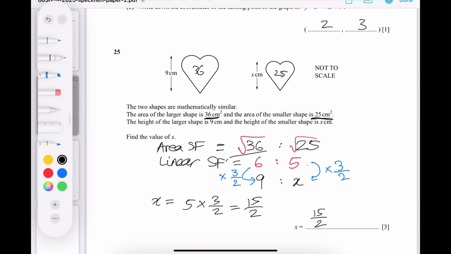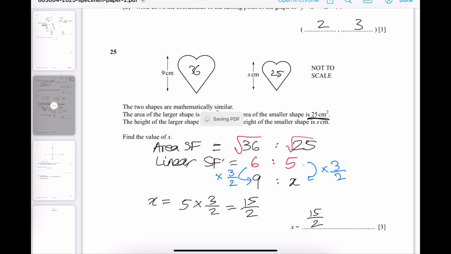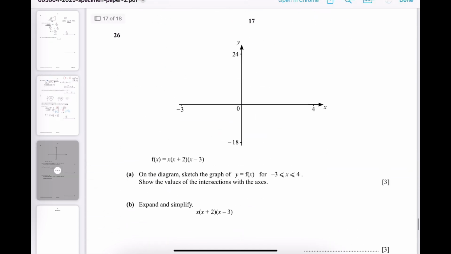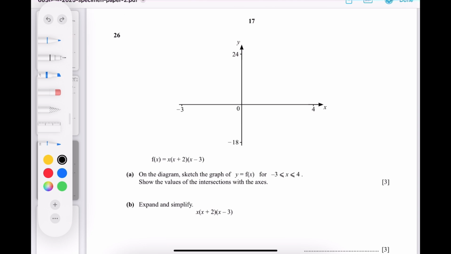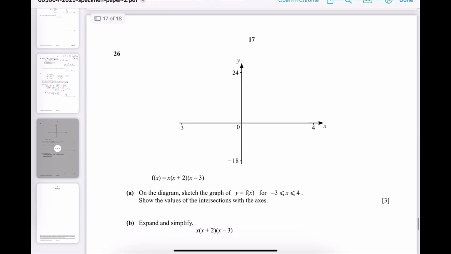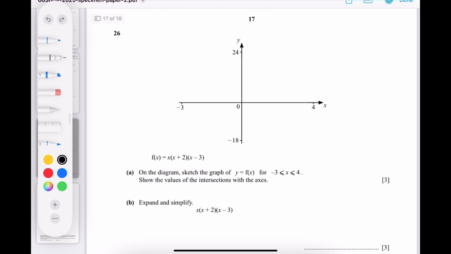Again, this is a very important concept to know. You see it's coming up a lot in this paper, converting and using the scale factor. And this is the final question of the specimen paper 2025. So now they've given us a function here, and we're asked to sketch the graph of it.